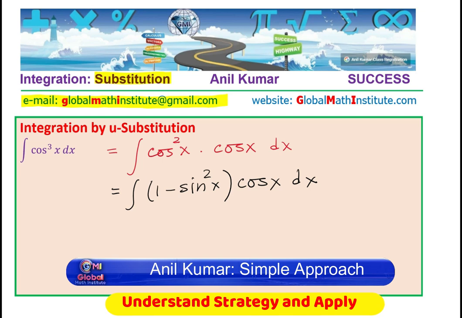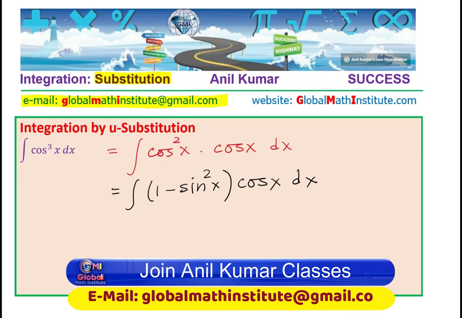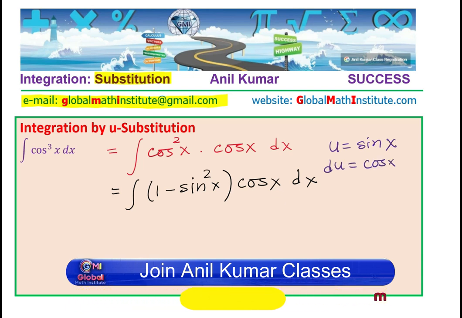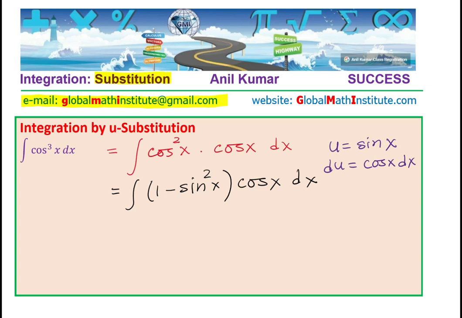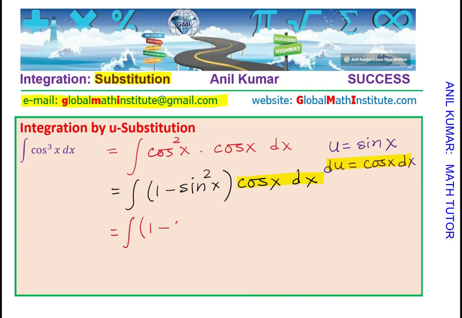So let's do the substitution, which is let sine x equal u. So u equals sine x. If I do that, what is du? du will be cos x dx. So see, very simply, we got cos x dx as the derivative, correct? And now writing u can simplify this particular expression. And so we have integral of 1 minus u square, right? And this can be written as du. Does it make sense to you?